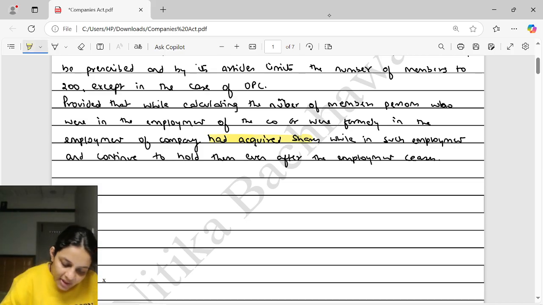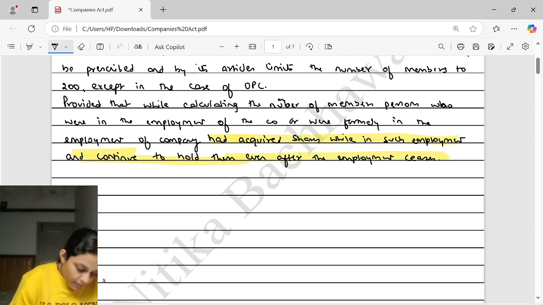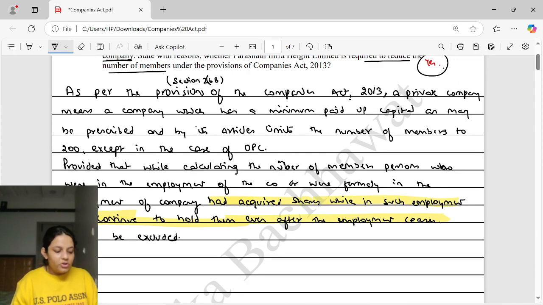Right? So please, while in such employment, and this is the most important, okay? Shall be excluded. So this is my provision.